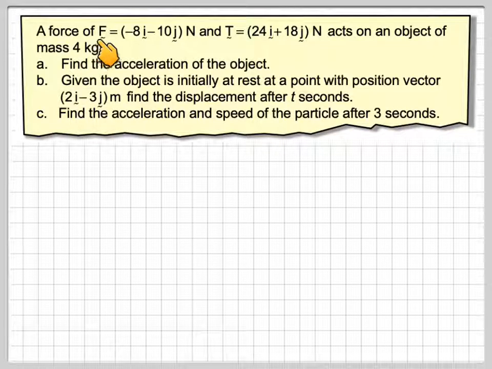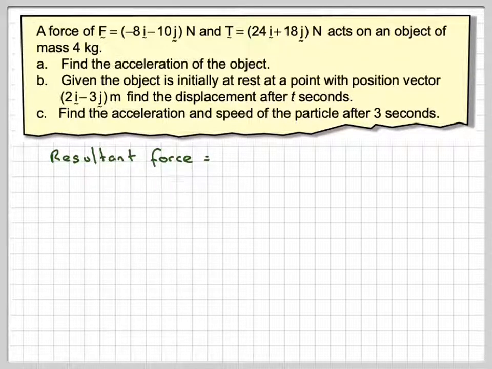A force vector F of minus 8i minus 10j newtons and a force vector T of 24i plus 18j newtons act on an object of mass 4 kilograms. Find the acceleration of the object. Given the object is initially at rest at the point with position vector 2i minus 3j meters, find the displacement after t seconds. Find the acceleration and speed of the particle after 3 seconds.